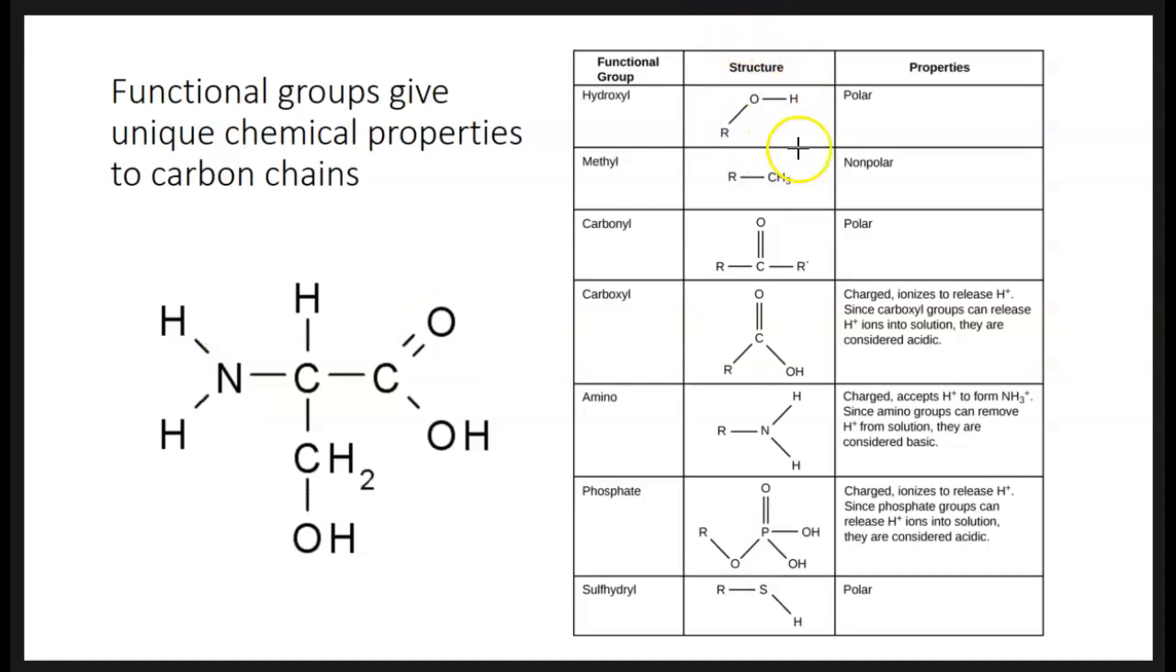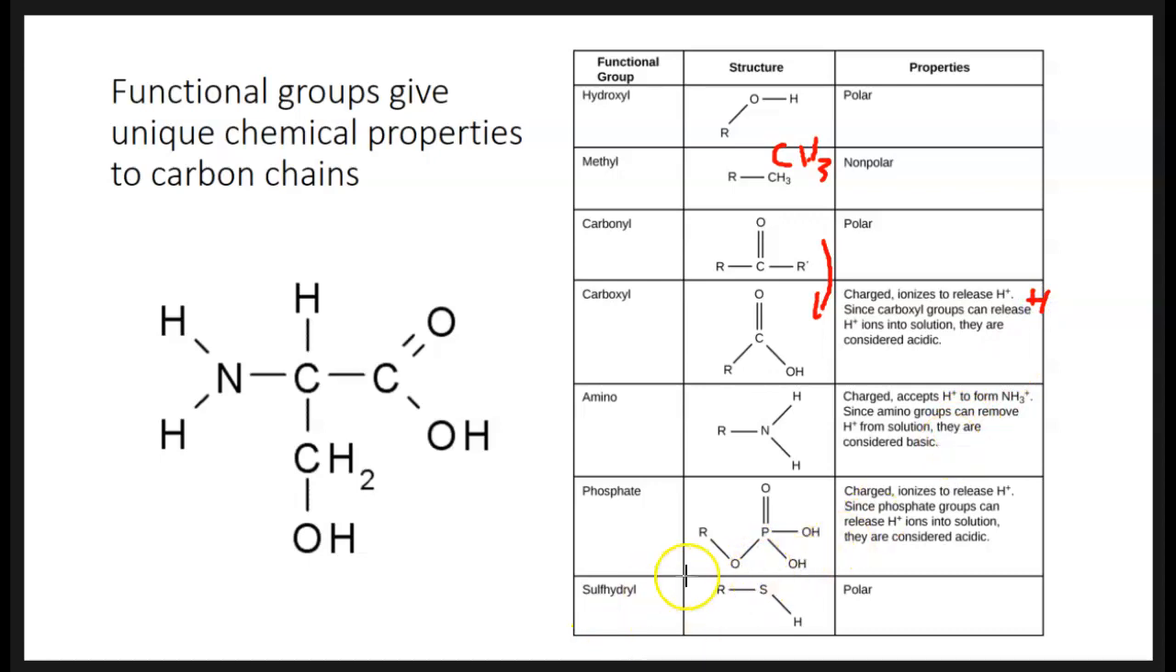Those functional groups are going to be sticking off the ends of carbon chains. Hydroxyls, which are an O and an H, are a polar functional group. Methyls, which are a carbon with hydrogens attached to it, are a nonpolar functional group. We also have a number of additional functional groups that involve oxygen. They're also pretty polar, and some of them can participate in important chemistry, like acid-base chemistry.